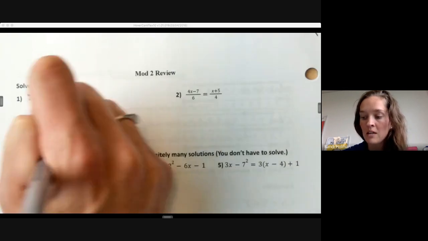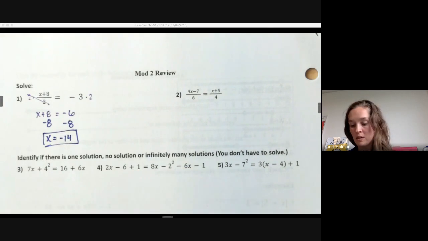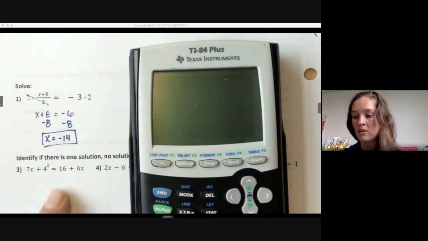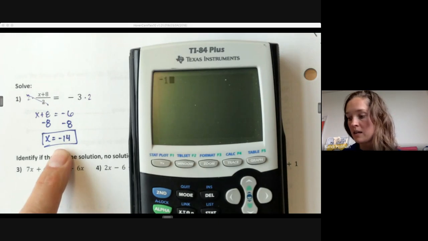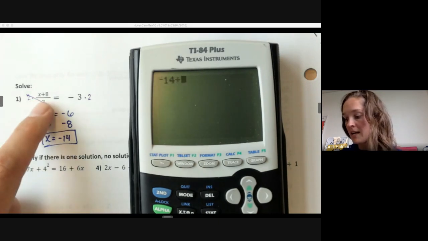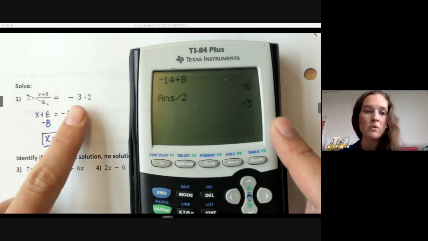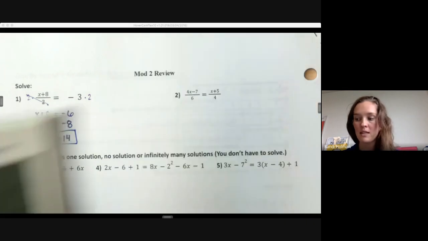Always a great idea to check your answers. So we're going to practice doing that here too. Once you have it, you're just going to take your answer and plug it back in. So negative 14, we would add 8 and then divide by 2. We should get what the other side is equal to, which was negative 3. So we got the correct answer.